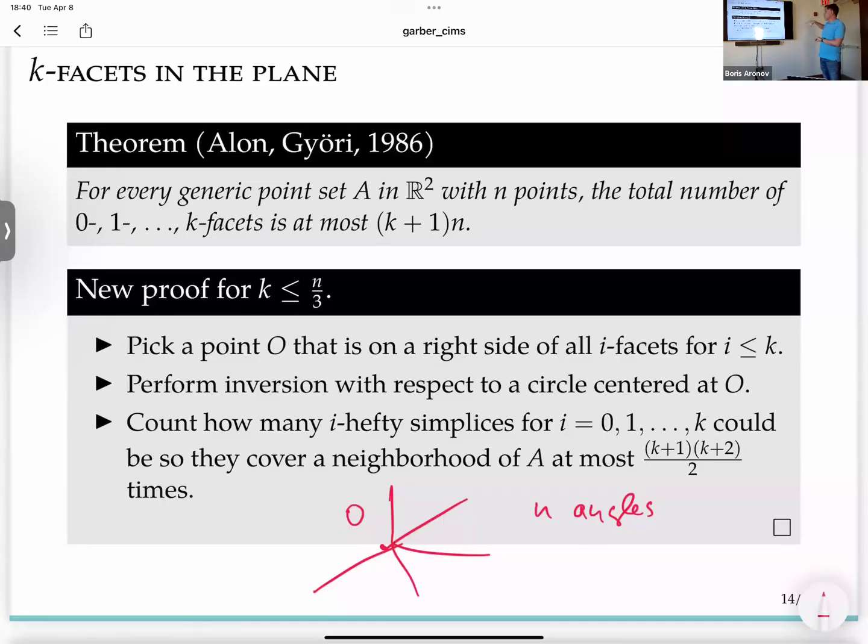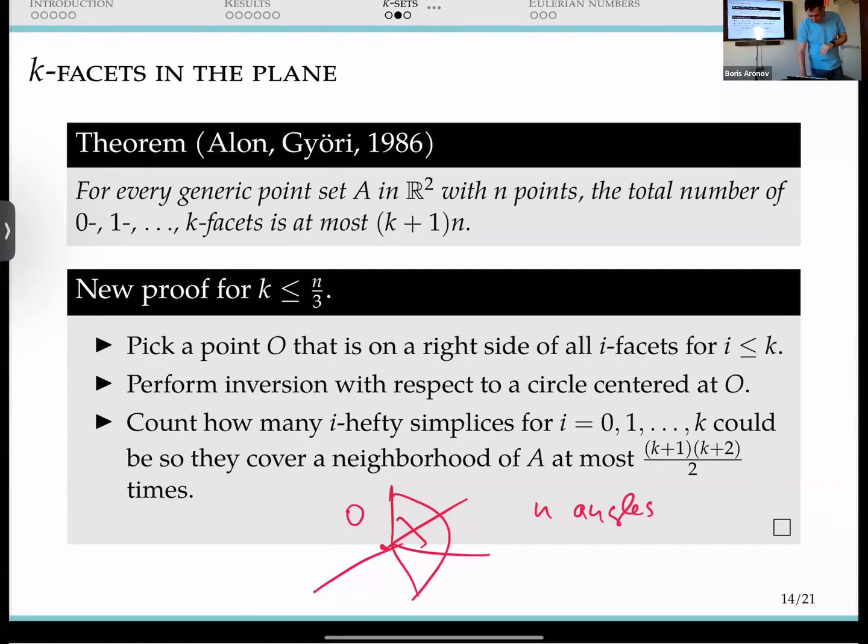Since there are n angles, we just count how many. Since those triangles must cover the neighborhood exactly k plus 1 times k plus 2 over 2 times, that's just a sum of binomial coefficients. Then we count how many angles we can use, and the outcome is that we can multiply by n, which gives the maximal number of triangles we can use. So we use triangles that have one of those angles, or those that cover 2 angles, or 3 angles, and so on, up to k plus 1. That's the idea. So that's the first result about k-sets that we were able to recover.